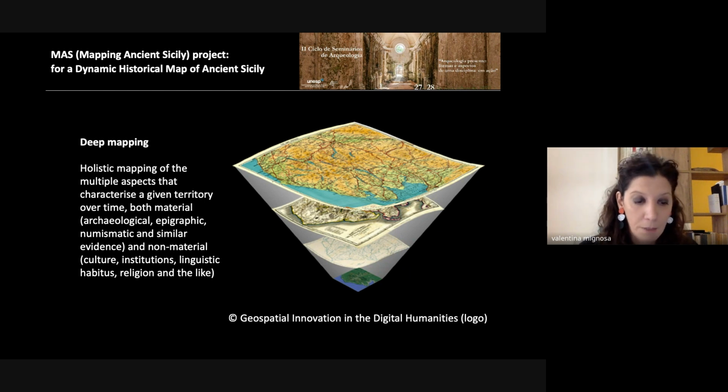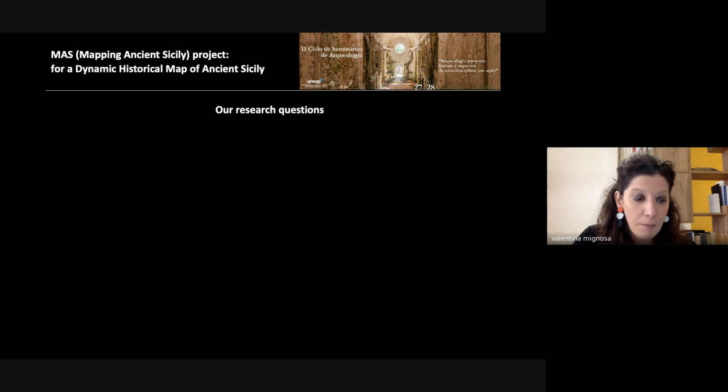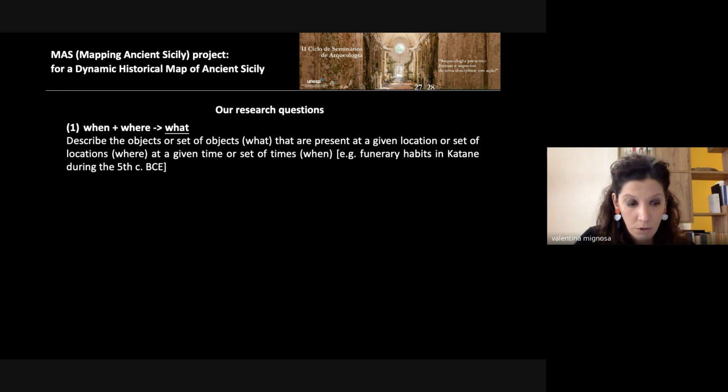Our first prototype was structured in such a way as to be able to answer some precise research questions about the input data, so far mainly epigraphic and numismatic, namely the what: describe the evidence or the features present in a given place or set of places at a given time.